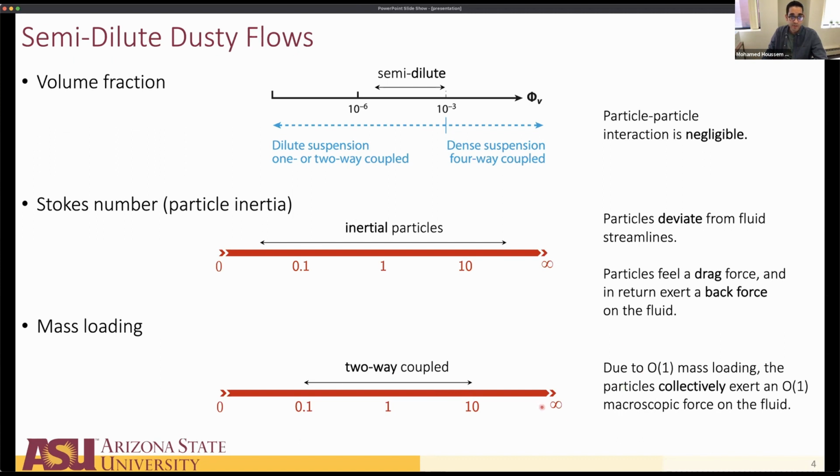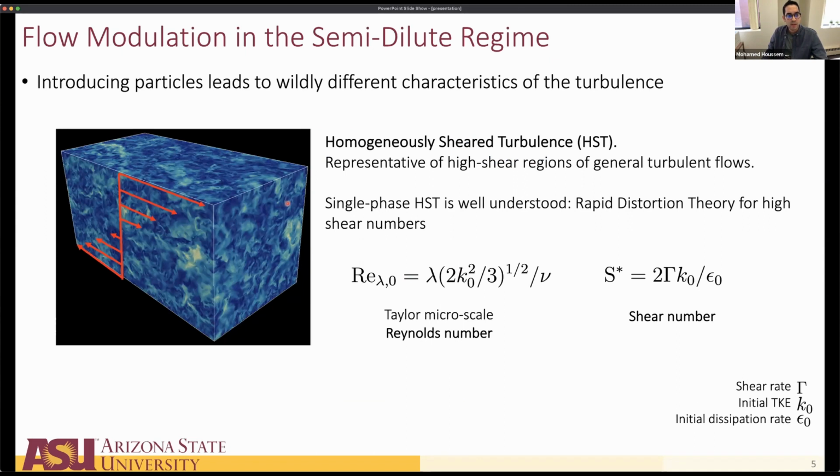And in these semi-dilute dusty flows, the mass loading is going to be order 1. And that means that the feedback force from the particles on the fluid is significant. And this is usually referred to as two-way coupling. So these are two-way coupled particle-laden flows. All right, so these flows lead to significant flow modulation. Okay, so let's see an example of flow modulation.